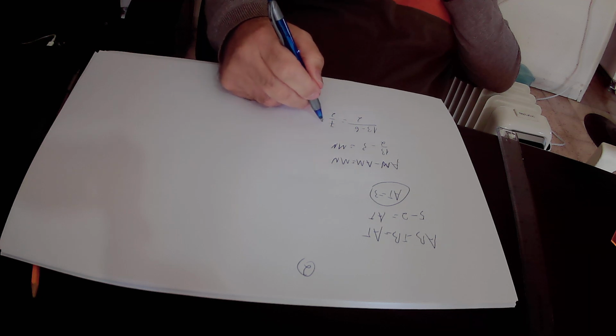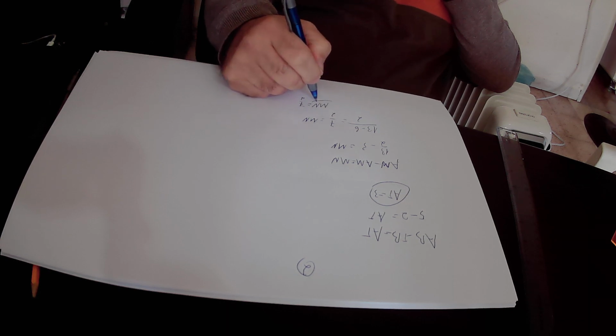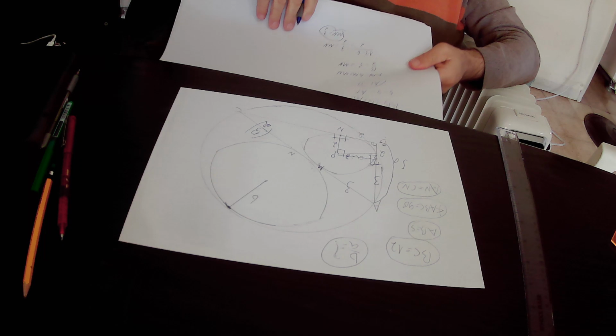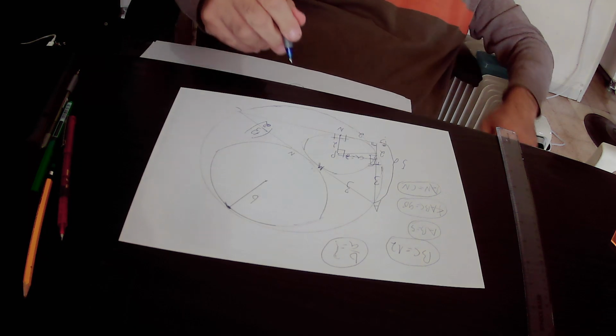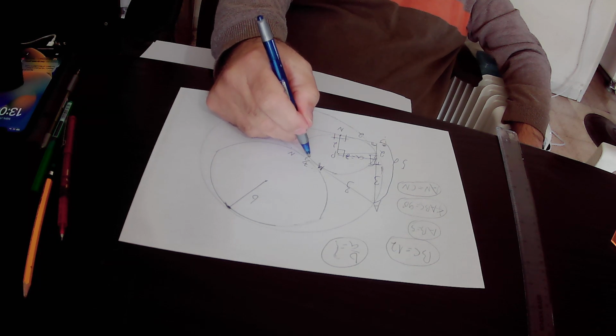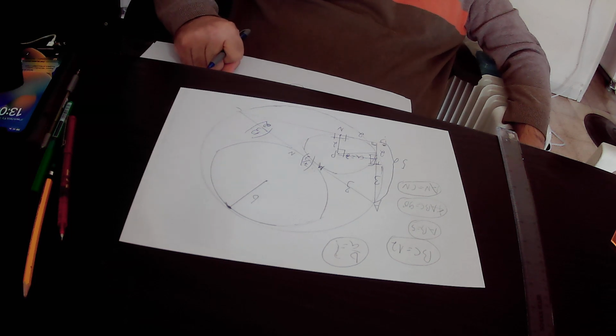So that is to say MN equals 7 over 2 units in its length. Here, this line segment MN equals 7 over 2 units in its length. Okay.